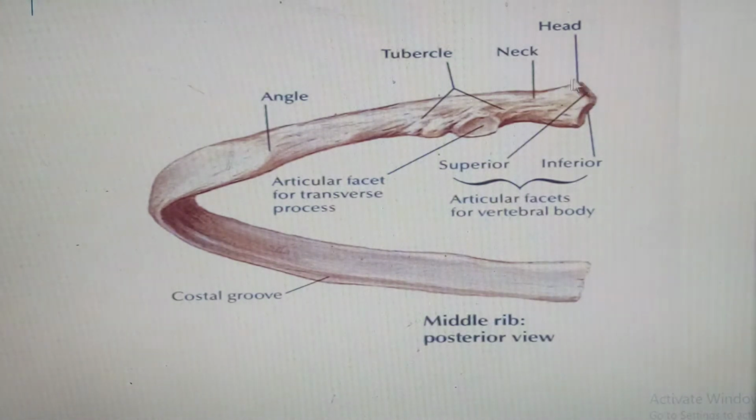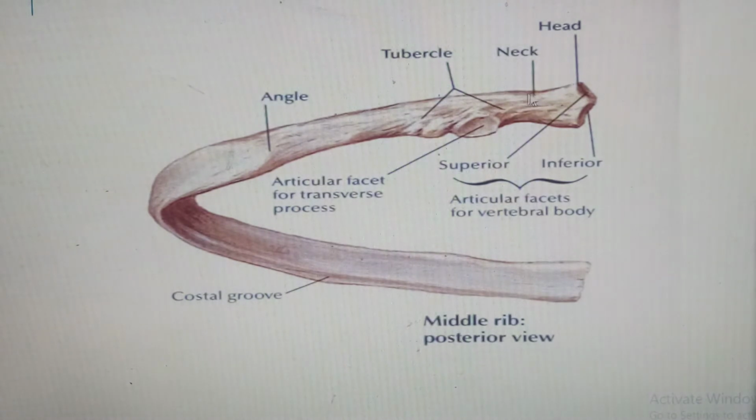The typical rib will bear a head, and on its head superiorly we are going to have the superior articular facet, and there will be an inferior articular facet, which is why the typical thoracic vertebra has two facets, superior and inferior. Separating these two facets will be a crest. So there's a crest for the rib.